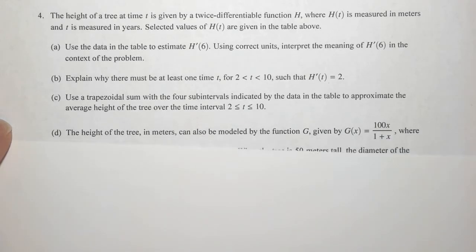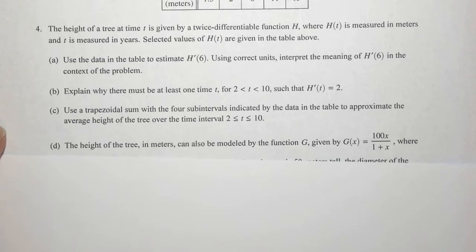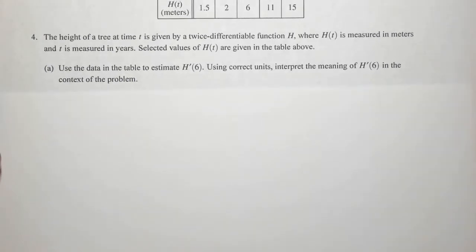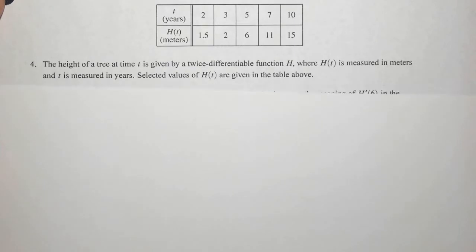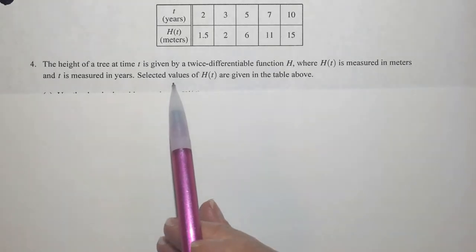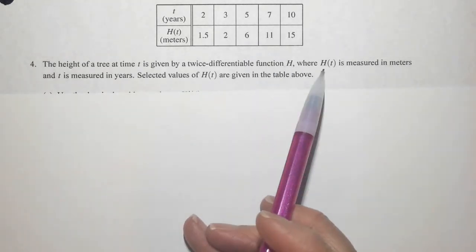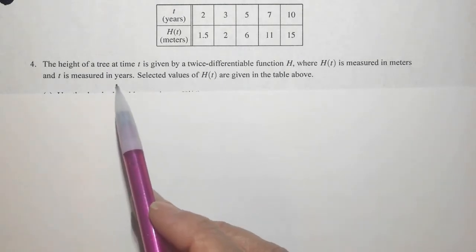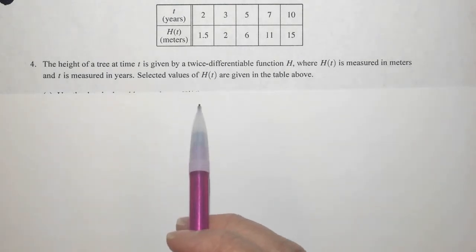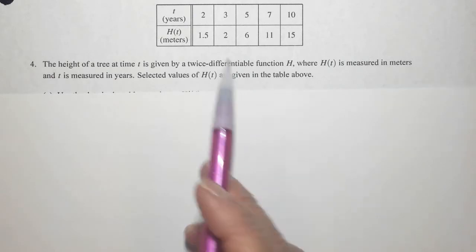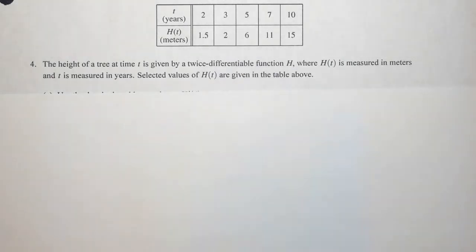Okay, so this is a non-calculator question, and this was the assignment for the tabular and the Riemann sum. And here we're given a table. The height of a tree at a given time t is given by a twice differentiable function h, where h of t is measured in meters, and the selected values of h of t are given in the table above. So these are all given values.